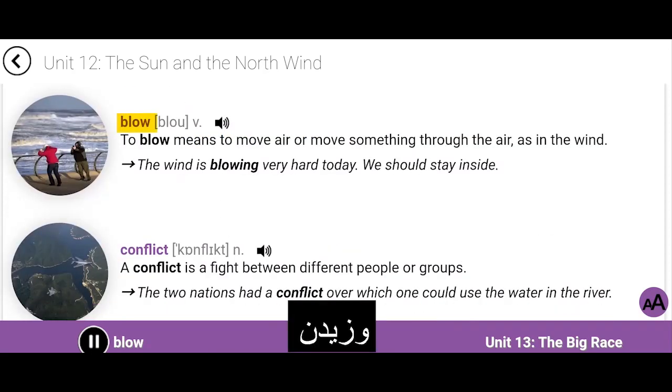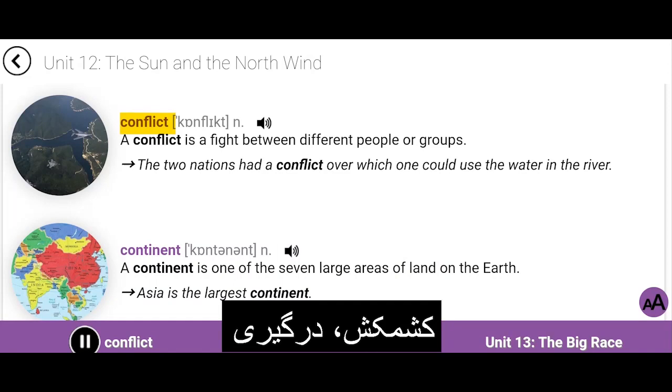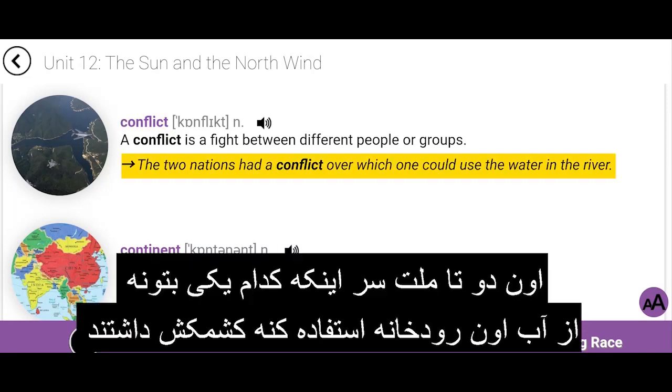Blow. To blow means to move air or move something through the air, as in the wind. The wind is blowing very hard today. We should stay inside. Conflict. A conflict is a fight between different people or groups. The two nations had a conflict over which one could use the water in the river.